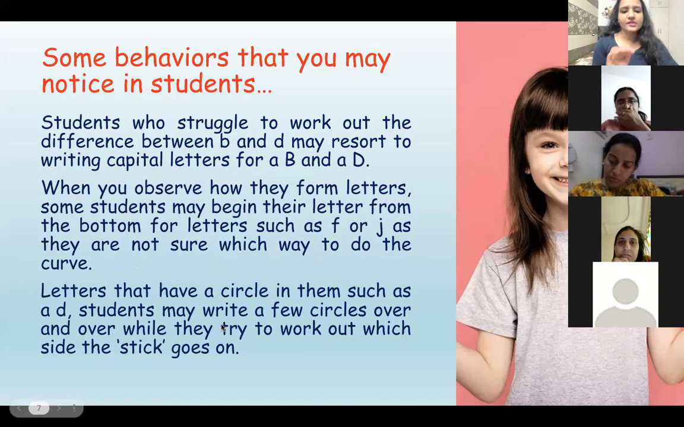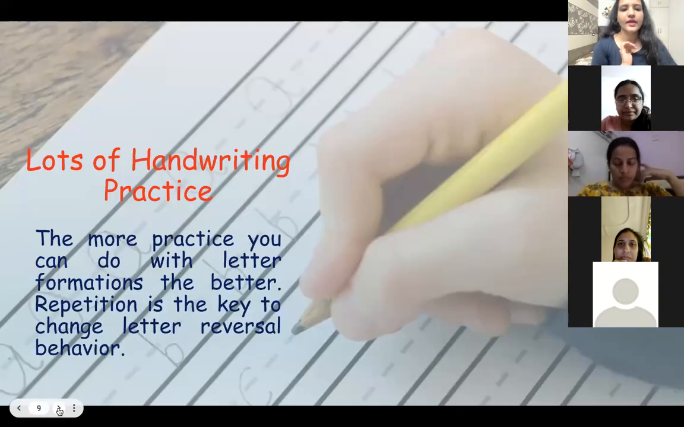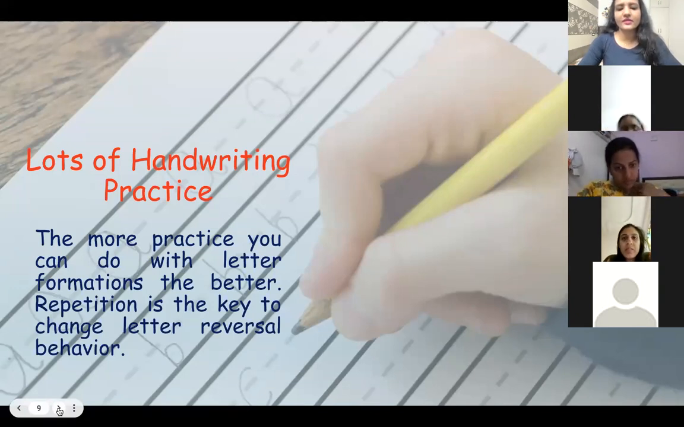So next, let's see what is next here. How to help children who have, now let's see how can we help kids who have this problem. Okay, so let's see what all help we can get. So now, lots of handwriting practice. Now I would not suggest that a lot of handwriting practice, but yes, on and off writing practice helps. Now the more practice you can do with letter formations, the better. Repetition is the key to change letter reversal.